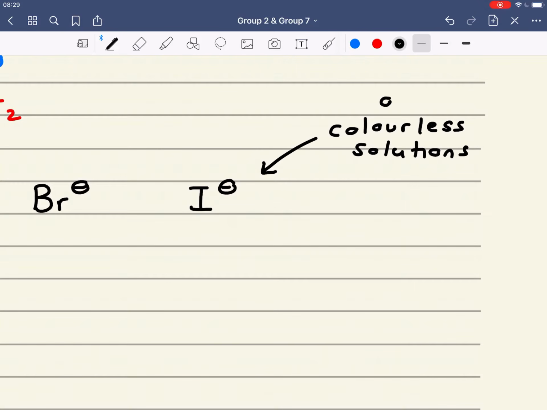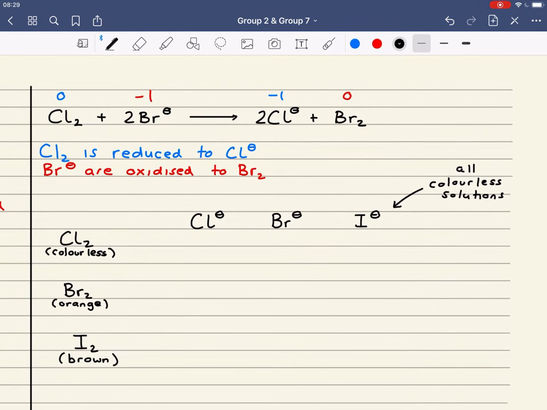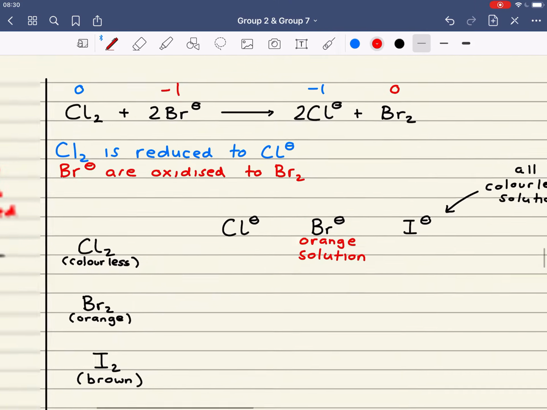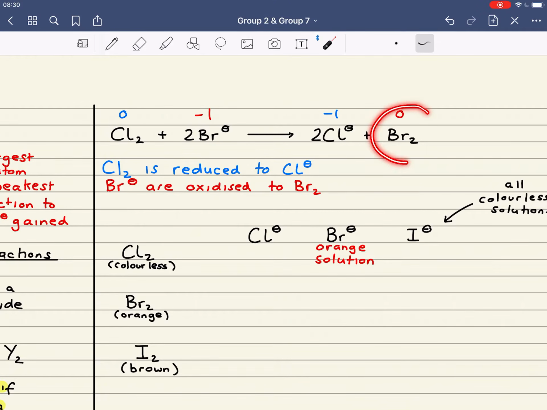I'll say they're all colourless solutions. So, when we've got chlorine reacting with bromide ions, now chlorine and bromide ions are both colourless solutions. But when it reacts, it forms bromine, and bromine is orange. So we can make a little note there that chlorine and bromide ions will give you an orange solution due to the formation of the orange bromine.